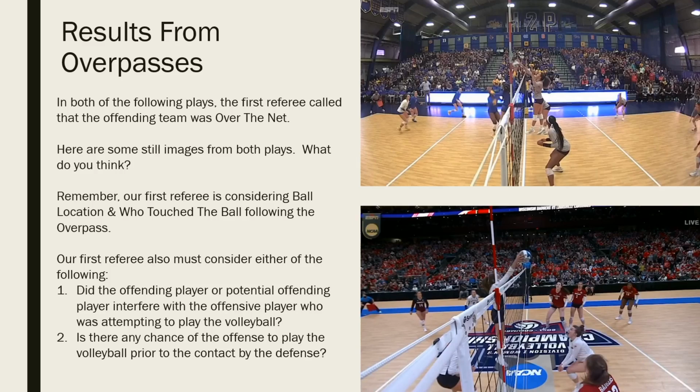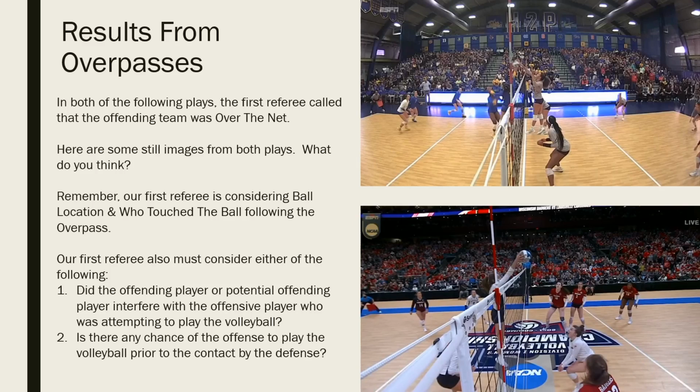Remember, our first referee is considering ball location and who touched the ball following the overpass. Our first referee also must consider either of the following. Did the offending player or potential offending player interfere with the offensive player who was attempting to play the volleyball? Is there any chance of the offense to play the volleyball prior to the contact by the defense?